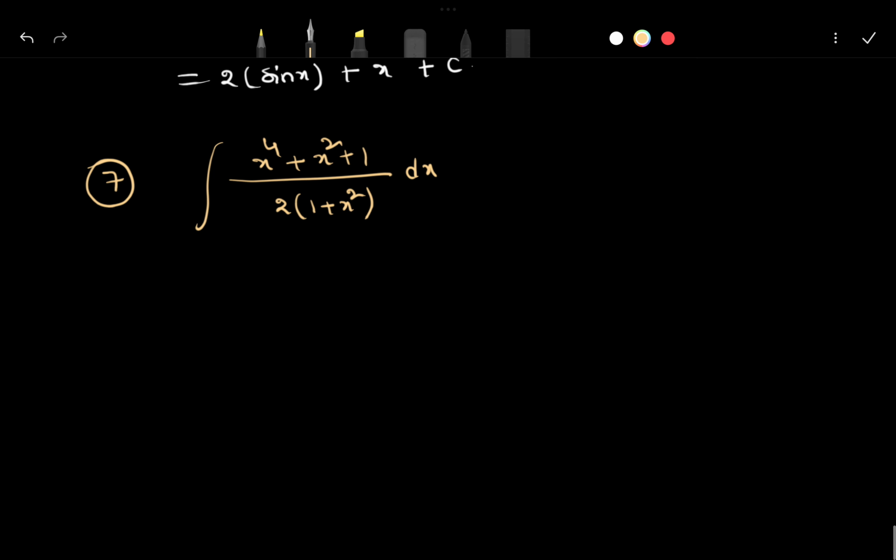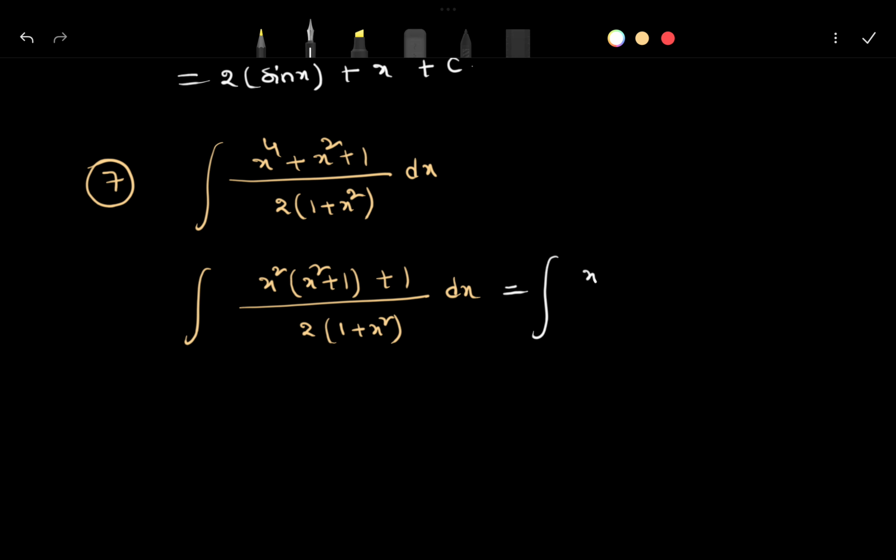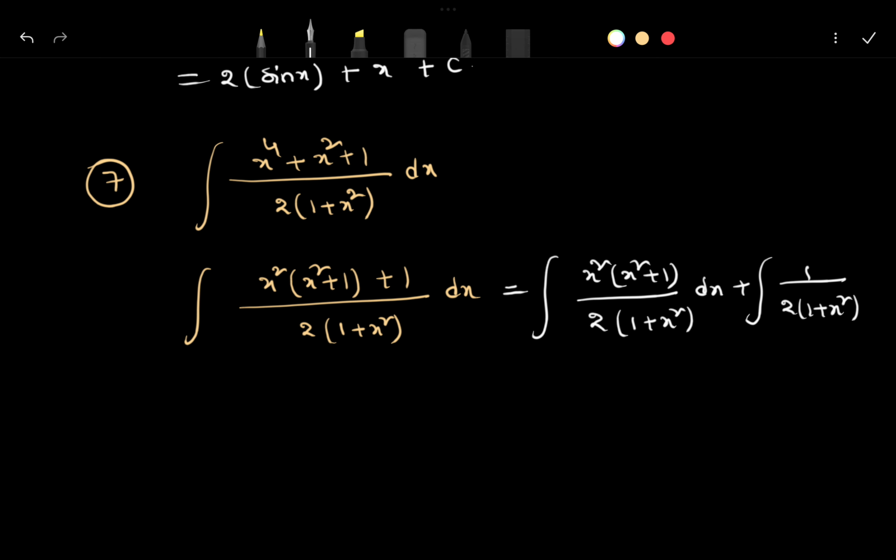Here, this integral we can write as a simple calculation. Take x square common: x square plus 1 plus 1, whole divided by 2 into 1 plus x square, into dx. Now after this, we can write integration of x square into x square plus 1, whole divided by 2 into 1 plus x square, into dx, plus integration of 1 by 2 into 1 plus x square, into dx.